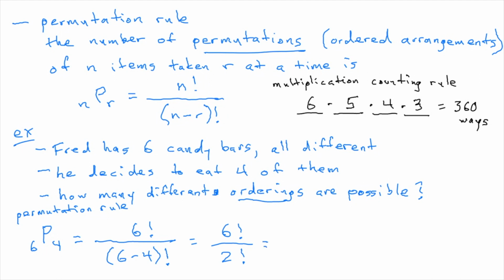And then you say, well, 6 factorial, I know what that is. I have that little chart. It's 720. And 2 factorial, I know what that is. It's 2 times 1. And hey, it's 360 ways. I'm having a deja vu feeling. I like it when you can do a problem 2 different ways and get the same answer, both times. That's good stuff. It's very reassuring in any case.